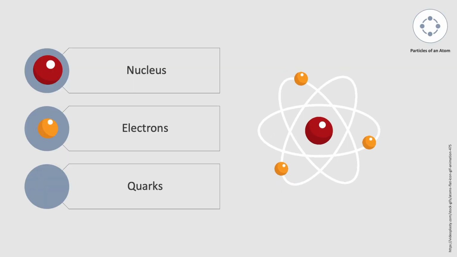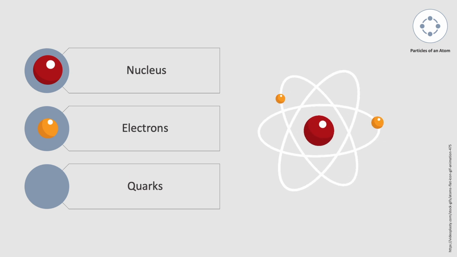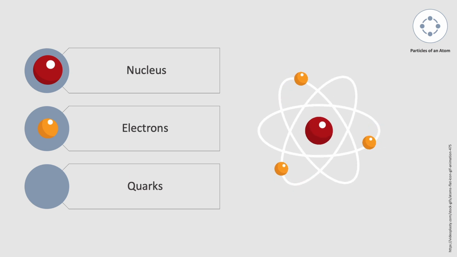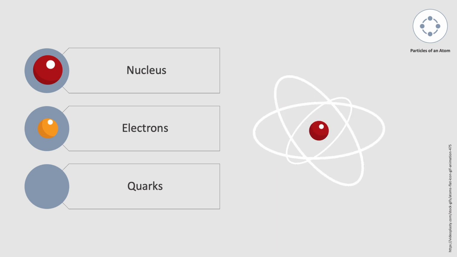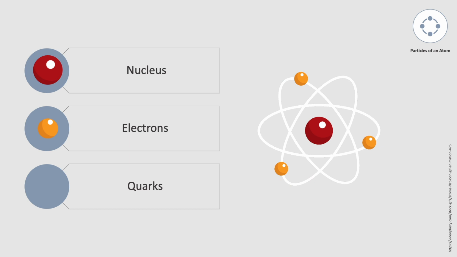These particles are called subatomic particles. The center of an atom is called the nucleus and is made up of nucleons. Nucleons can either be protons or neutrons. They are tightly packed together, forming the nucleus. Here, the nucleus is depicted as a red circle.